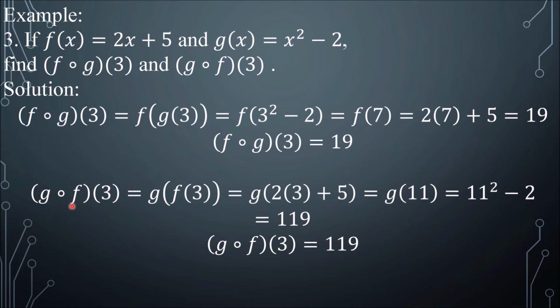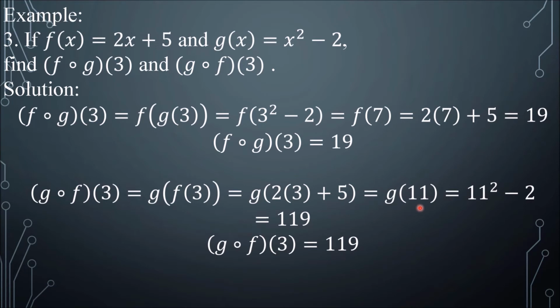Now let's have g of f of 3. G of f of 3 is equal to g of 2 times 3 plus 5. Why? Because f of 3 is 2 times 3 plus 5. So 2 times 3 plus 5 is 11.